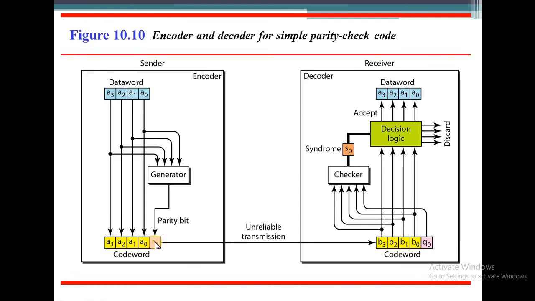And at the receiver side, the checker is going to check for the syndrome. S0 is considered as the syndrome, and we have formulas to generate the syndrome as well, and this is going to be considered as a decision logic. If the number of ones and zeros are as per the parity bit, it is going to accept or discard the data words. If it gets the same number of ones and zeros according to the parity check, then it's going to accept, otherwise it's going to discard the data.